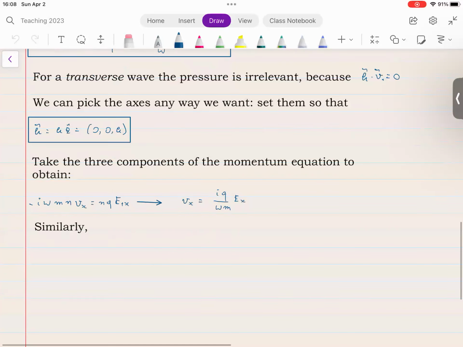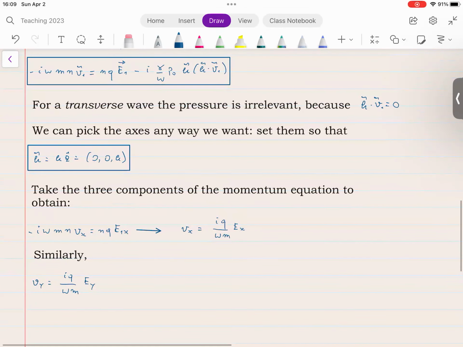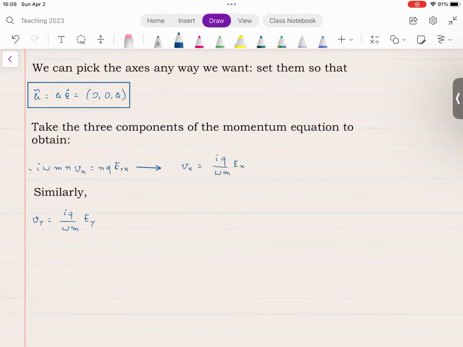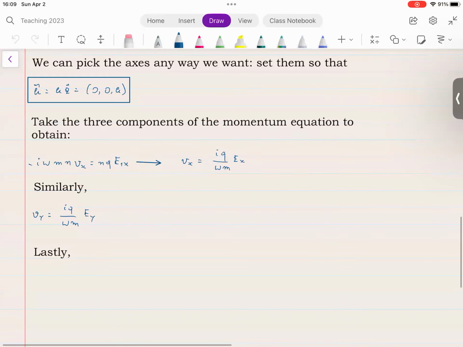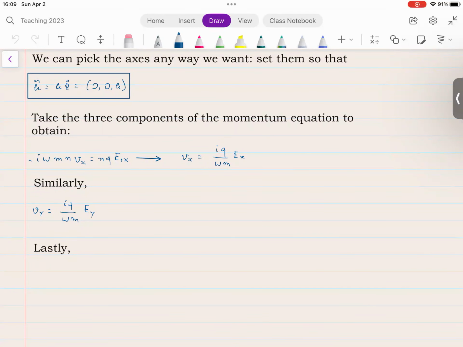I'm not going to redo it. Vy is equal to iq over omega m times Ey. Now the z component has got a little bit more work, but it's still pretty trivial. Okay, you can't see it anymore. I can make the equation fit in there and still be able to write here, but I can see it, so just trust me that I'm copying it right.